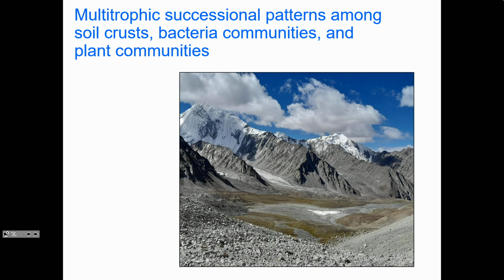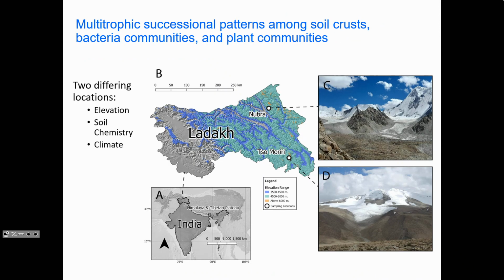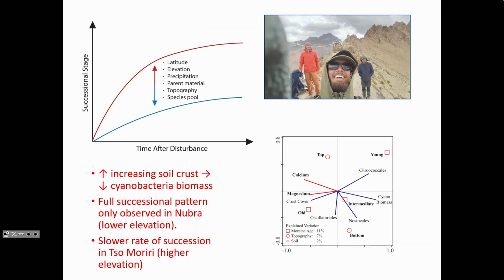So we are particularly interested in our current project in the multitrophic diversity responses, including plant communities, soil crust, bacterial communities. We are using the moraines as sites to study the primary succession. Again, this can be pretty much context dependent. The succession is particularly slow in high elevation, those deglaciated substrates that are close to 6,000, and rather fast at the lower elevation.